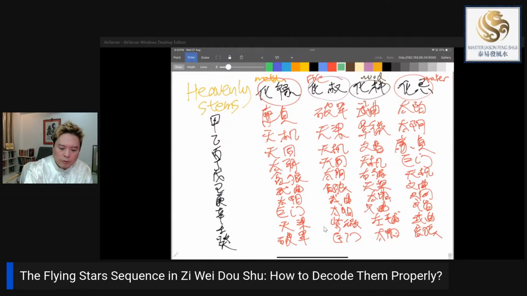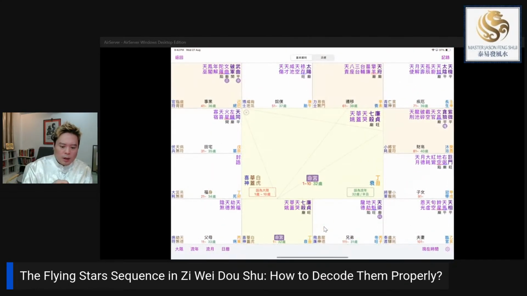Perhaps I will highlight it for you. Ding will have 太阴化禄，天同化权，天机化科，巨门化忌. So if we look back at this chart, we can see that the first star that is having a catalyst star is the 太阴.